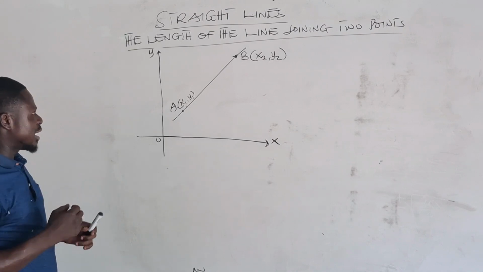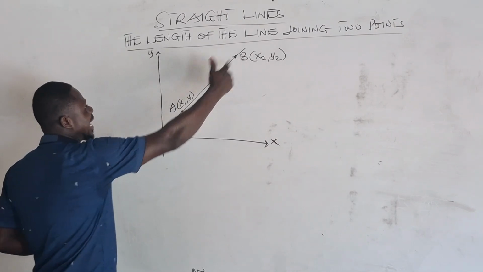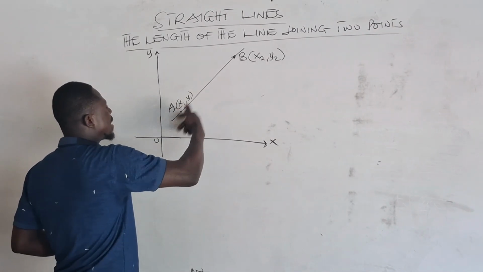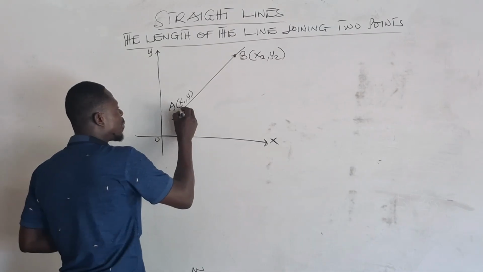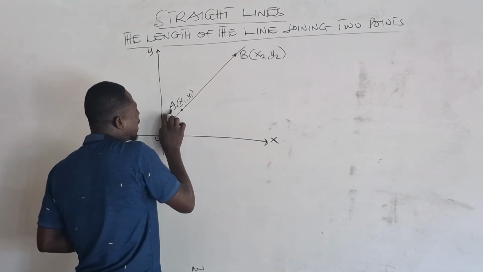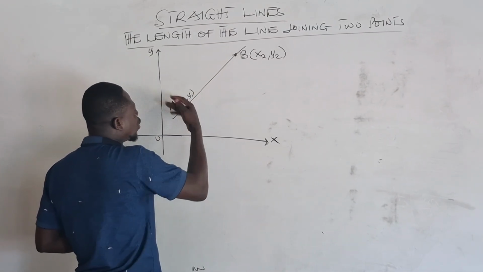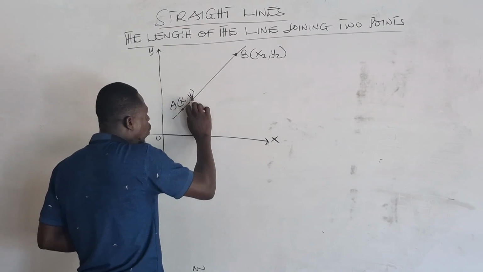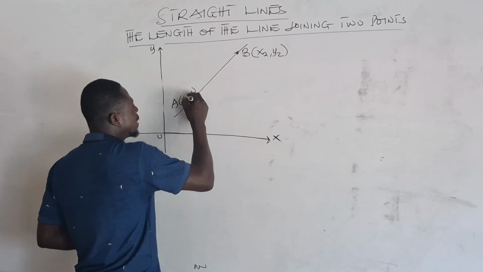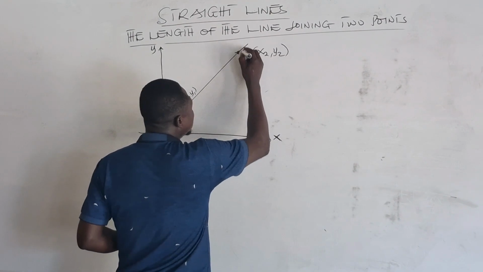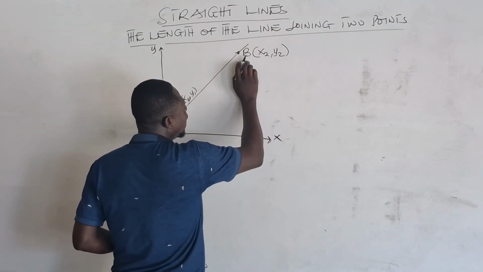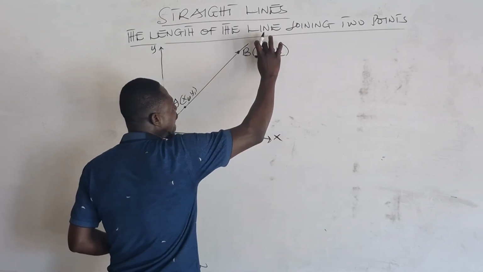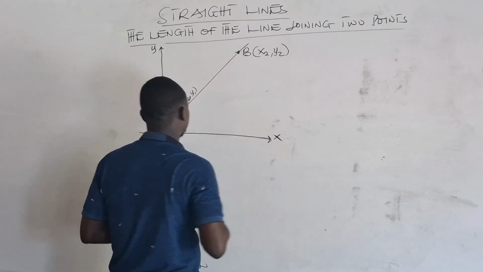Looking at the diagram on the board, there is a line, and the line is AB. So we have a point here. That point is A, and it has coordinates x1, y1. And then there is also another point named B, having coordinates x2, y2.